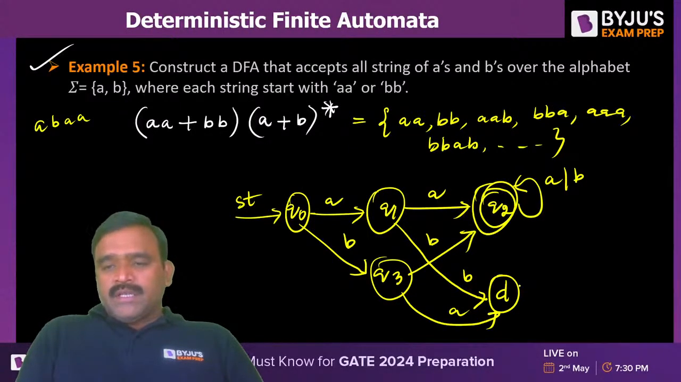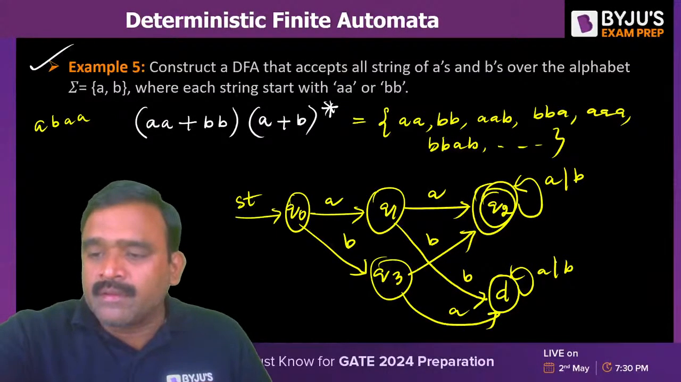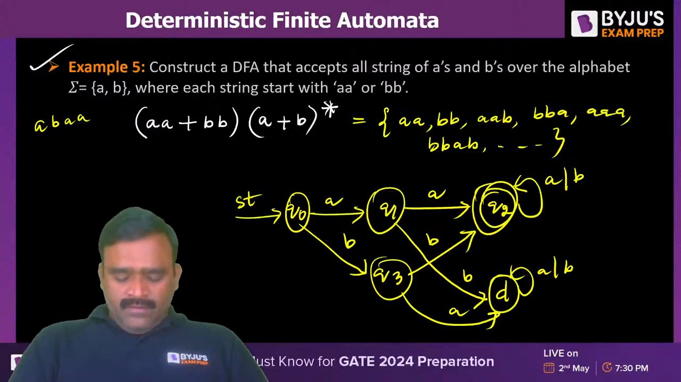We can give a dead state, so A or B can go to the state. Yes. Total 5 states exactly. One dead state is required. Exactly.